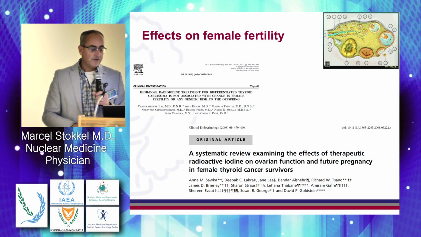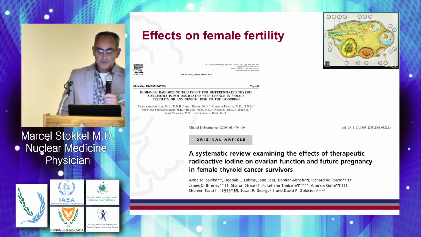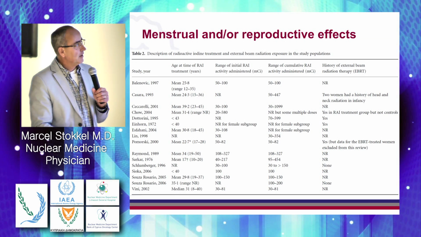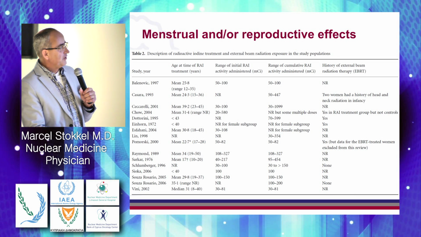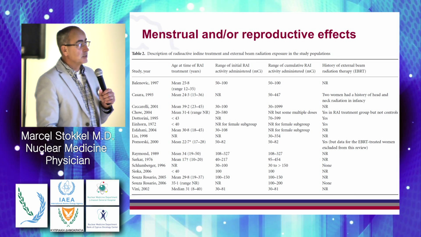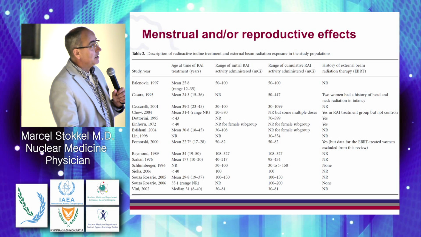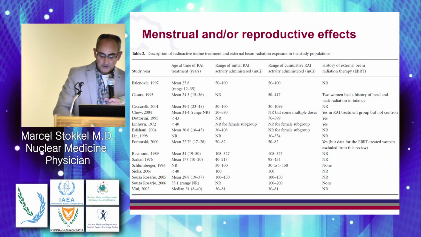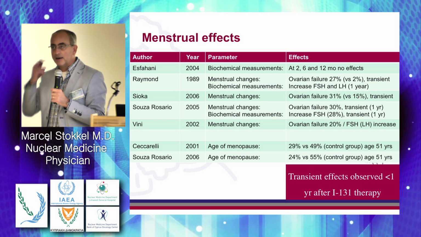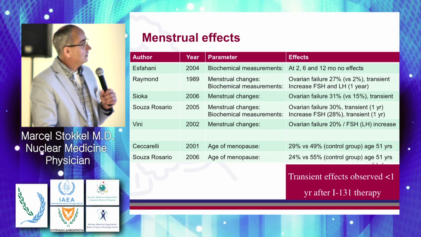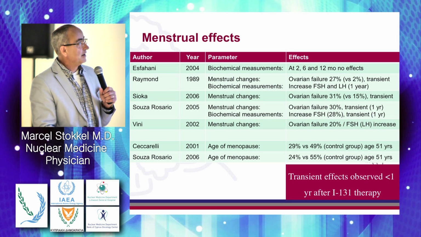Now, what about the effects on female fertility? When you look at the data in literature, a huge amount of publications have appeared on this topic. You see here from the previous century to 2002, the last paper, quite a lot of studies have appeared, especially related to two important issues. The first one is, does radioiodine have an effect on the menstrual cycles? You see here the studies dealing with that.